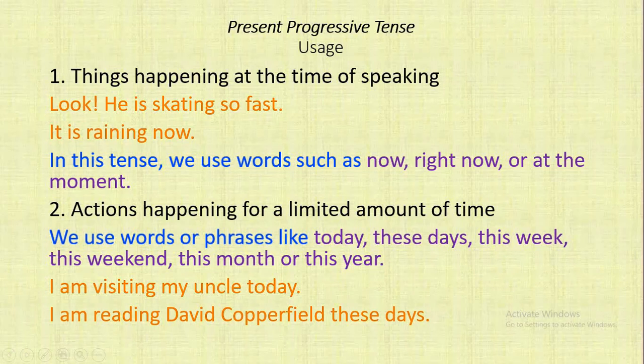For example, I'm visiting my uncle today. It means it's happening for a limited amount of time. That's why we are expressing this idea in present progressive tense. I'm reading David Copperfield these days. It means that what I am studying these days, it's the novel that I am reading these days.